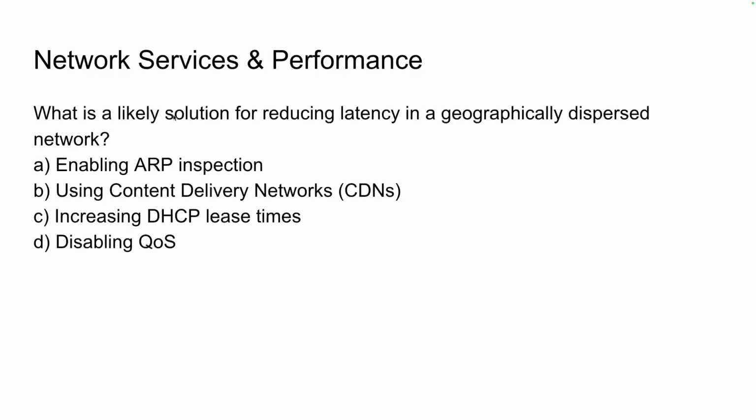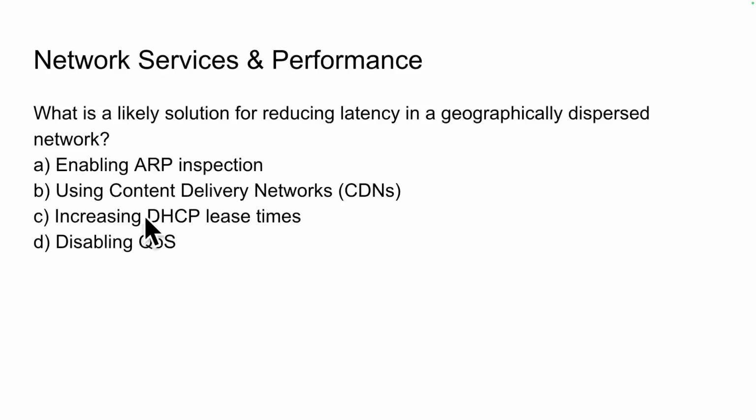Okay, so all right. So what is a likely solution for reducing latency in a geographically dispersed network? Okay, this actually belongs to us, to this section. Likely solution for reducing latency in a geographically dispersed network. Enable ARP inspection, using content delivery networks, increasing DHCP lease time, disabling quality of service. So quality of service, no. You want to enable that, so that's not the answer.